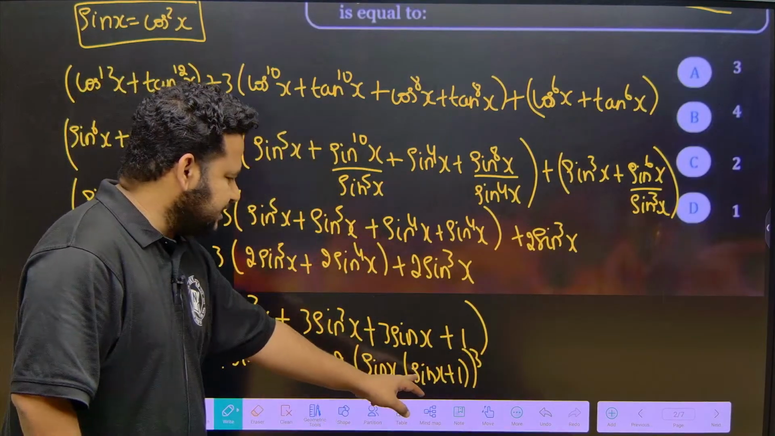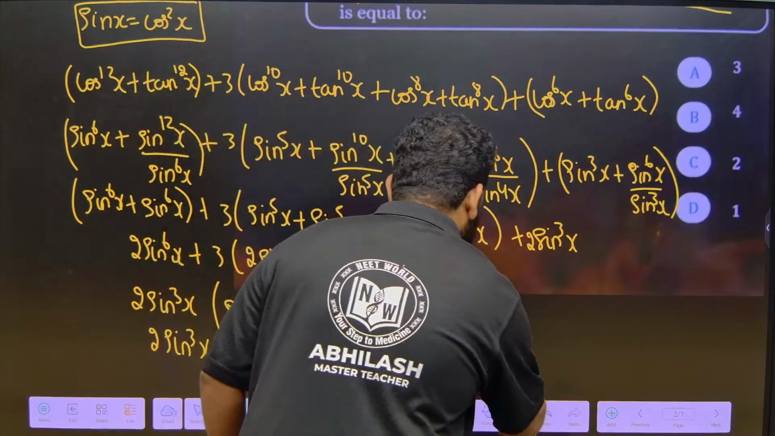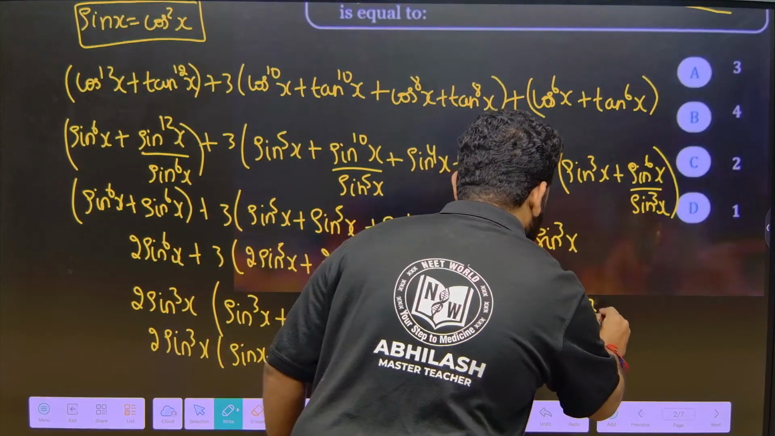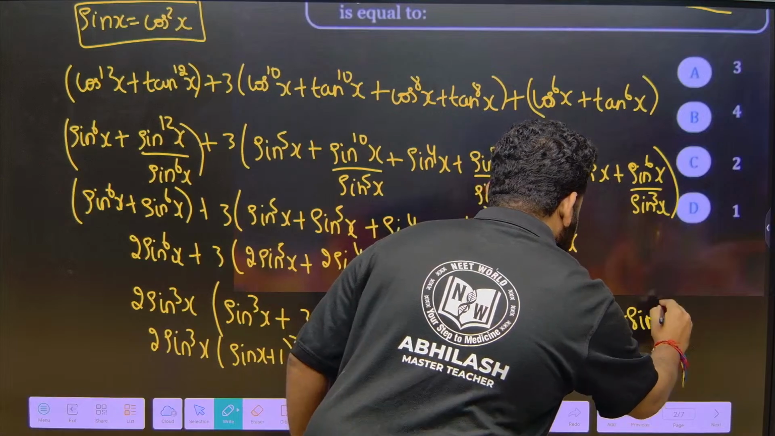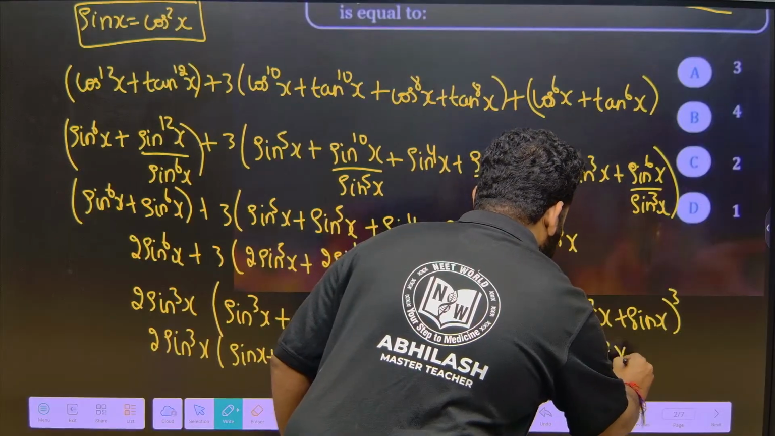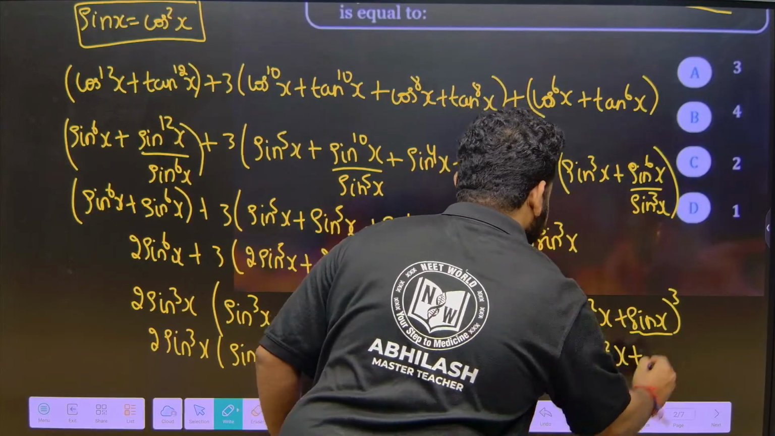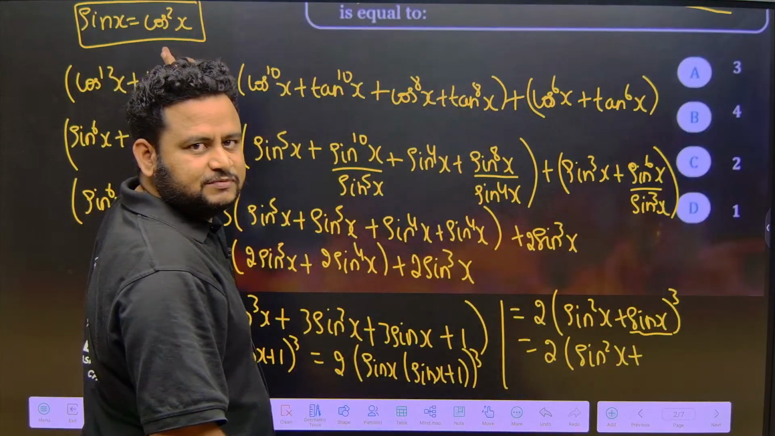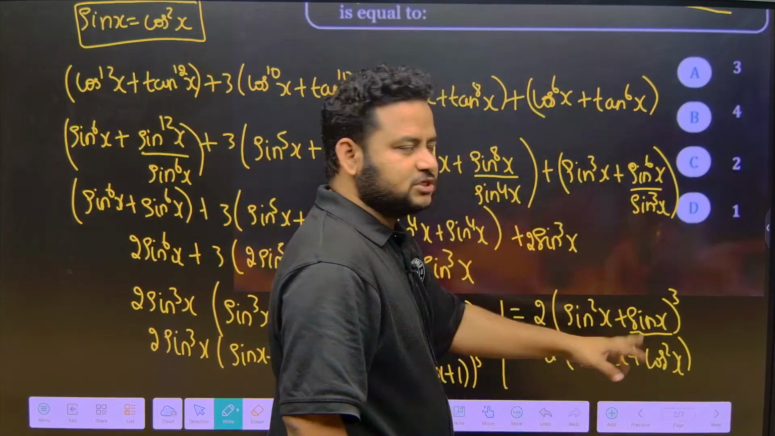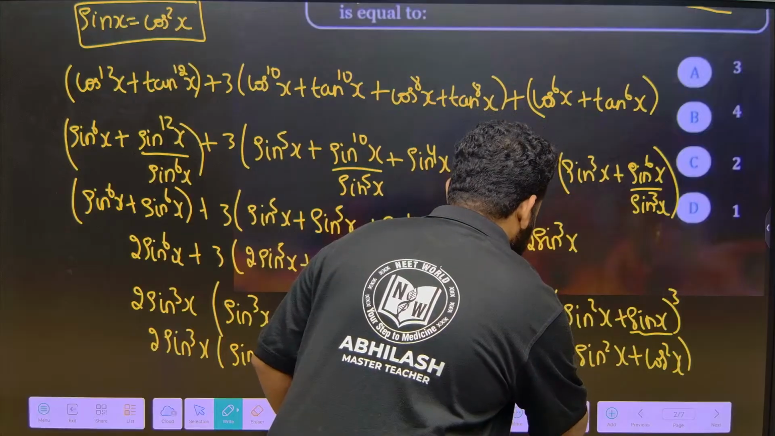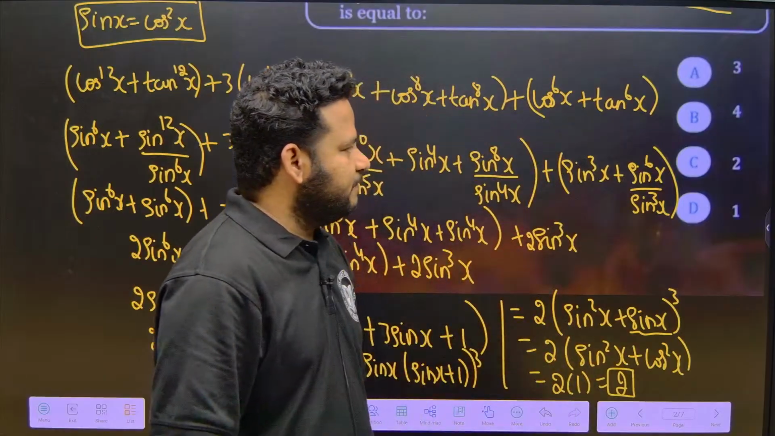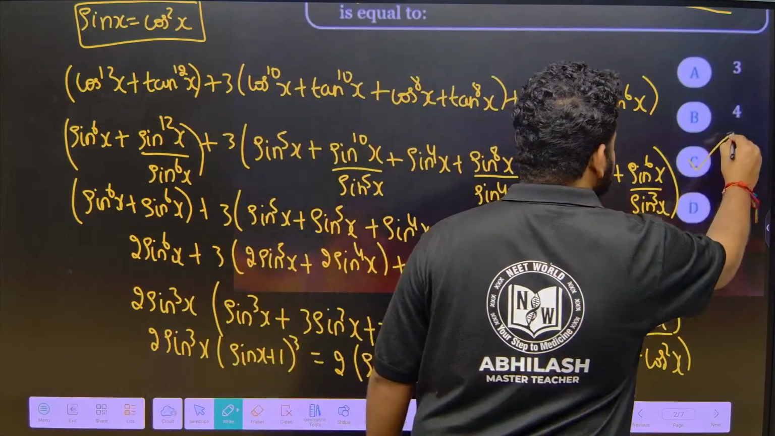Now what can I do? Sin x into sin x is sin square x, so this will become 2 times sin square x plus sin x, whole cube. But we know that sin x is nothing but equal to cos square x, so instead of this sin x I can put cos square x. Sin square x plus cos square x is equal to 1, so it is 2 into 1, the answer will be 2, which is the final answer we got, option C. Option C, 2, is the right answer to this question.